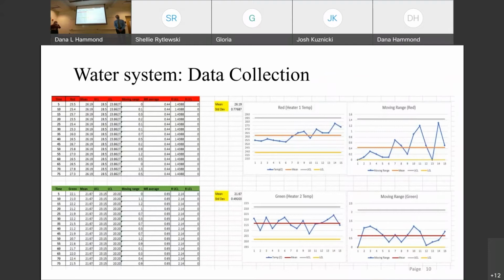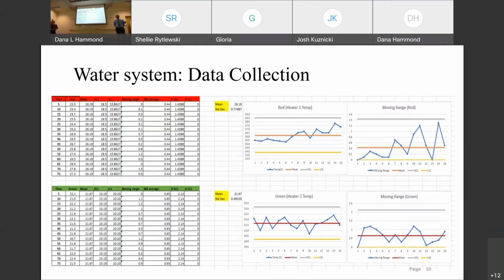So here's the process control charts and graphs used for heater 1 and 2. The graphs are to show the average temperature and then the average moving range of the temperature. Data was collected every 5 minutes for 75 minutes by recording the current temperature from the moving temperature graph that was used. As you can see, all the data is within control. It's not going above or past the upper or lower control limit.